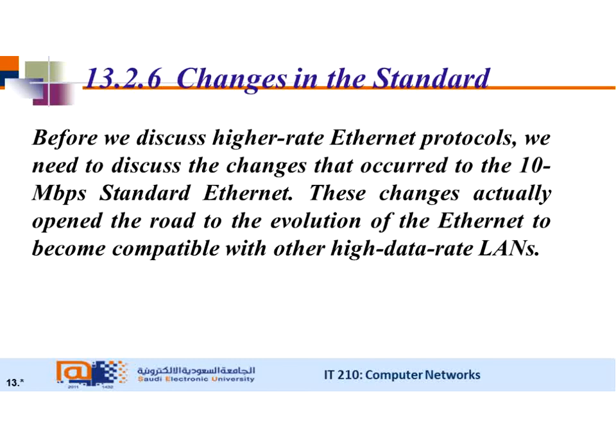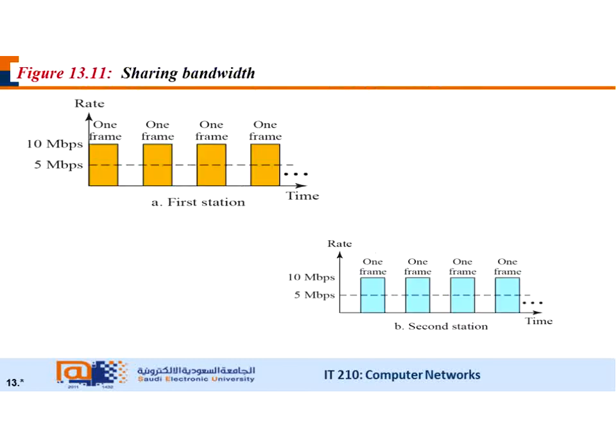Now, after standard Ethernet, other Ethernets also came into existence. We will discuss them one by one. But before we discuss higher rate Ethernet protocols, we should discuss the changes that occurred to 10 megabits per second standard Ethernet. These changes actually opened the road to the evolution of Ethernet to become compatible with other high data rate LANs. So what were the changes?